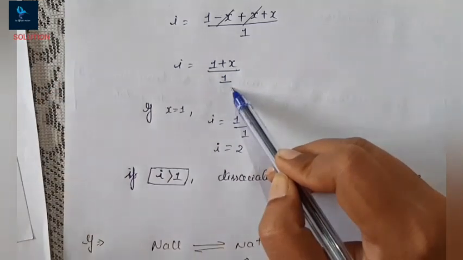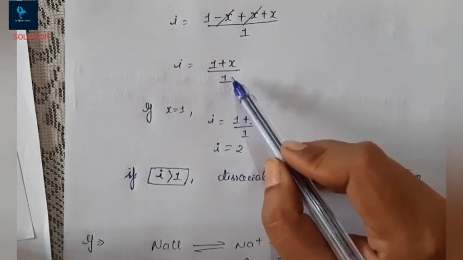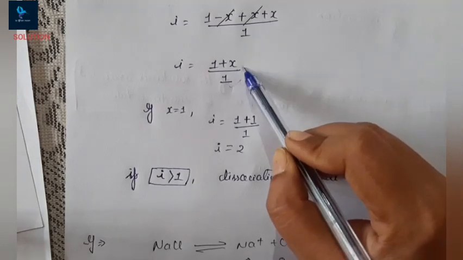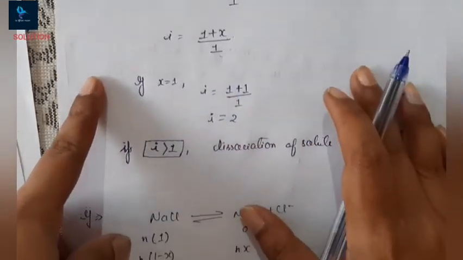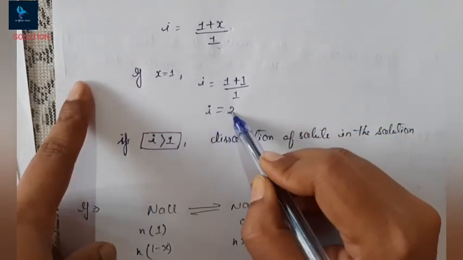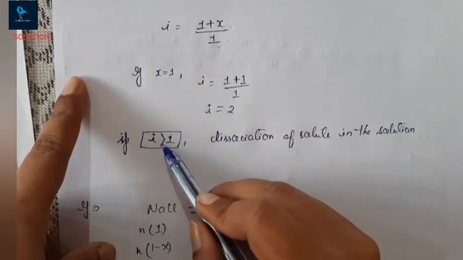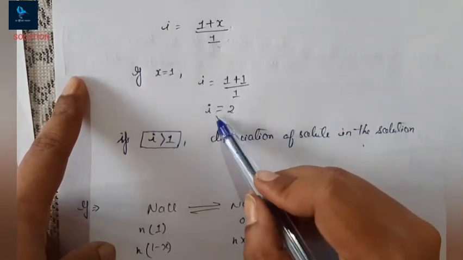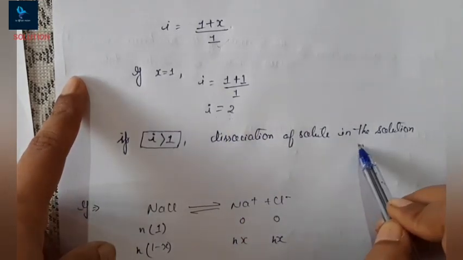The number of particles before dissociation is 1, and the number of particles after dissociation is 1 plus x. When we assume the value of x is 1, we get i equal to 2. What are the conditions for i? If the value of i is greater than 1, it means dissociation of solute in the solution. Here the value of i is greater than 1, so it means dissociation of solute in the solution.